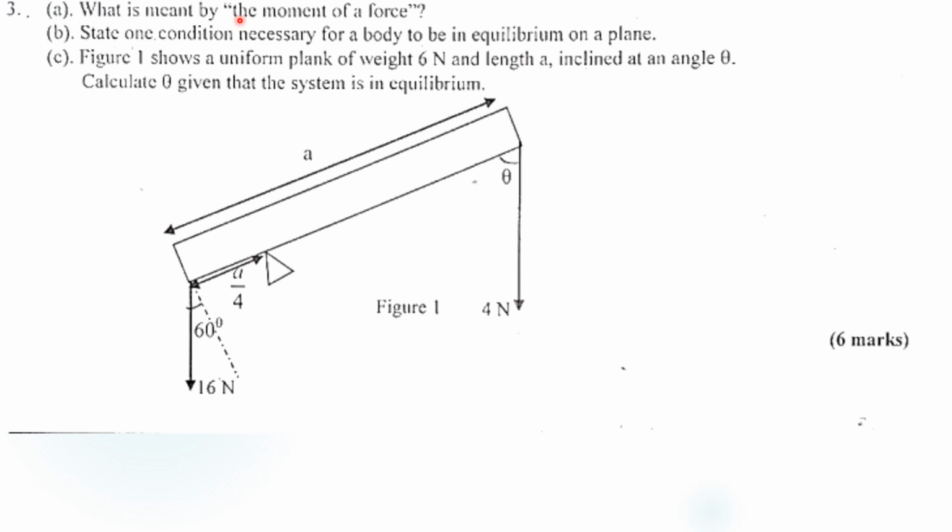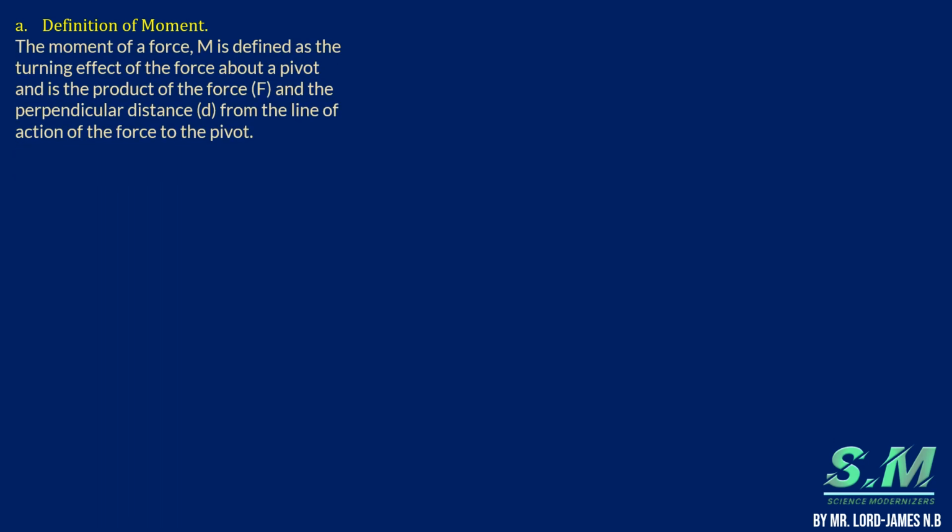So we are going to begin with what is the moment of a force. The moment of a force is simply the force acting on an object times the perpendicular distance from the line of action of the force. The moment of a force is defined as the turning effect of the force about a pivot, and is a product of the force and the perpendicular distance d from the line of action of the force to the pivot. So that's basically the definition of the moment of a force.